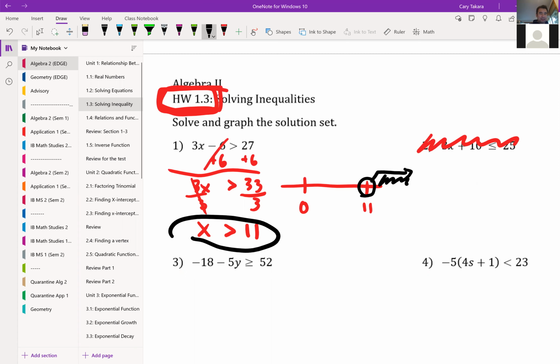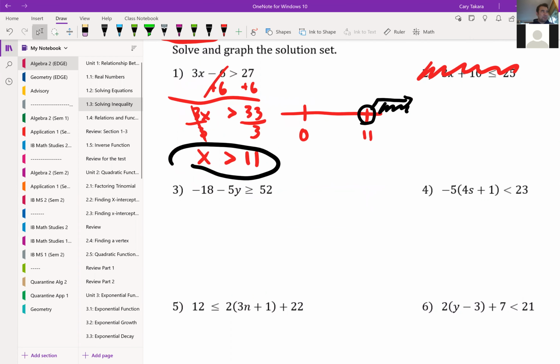Okay. Number 3. Let's skip number 2. They're kind of the same type of question. Okay, 1 minute. And once you're done with number 3, just keep moving. You don't have to wait for me to move on to the next question, okay?